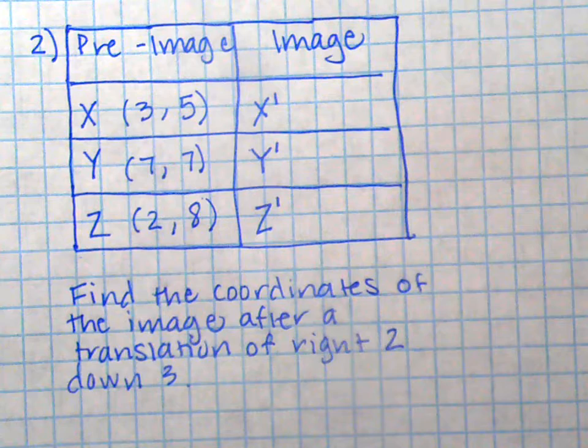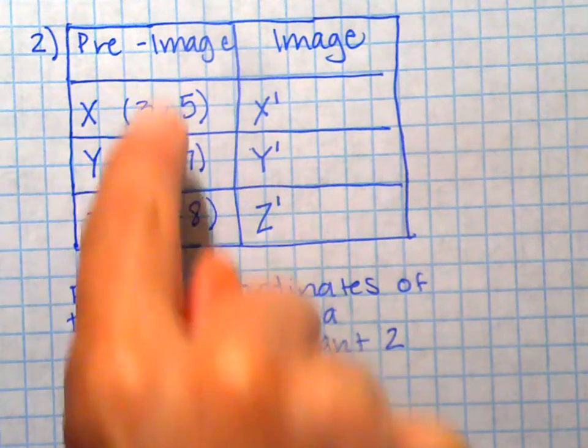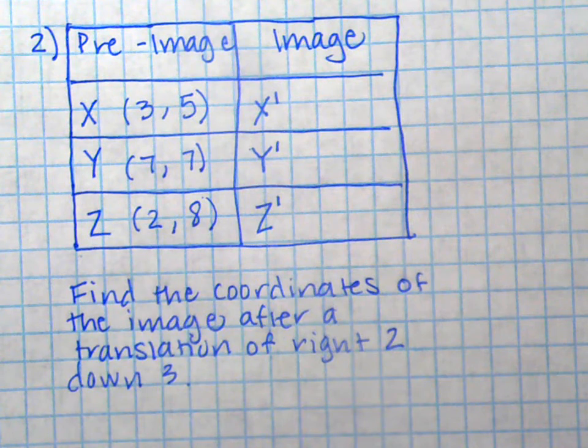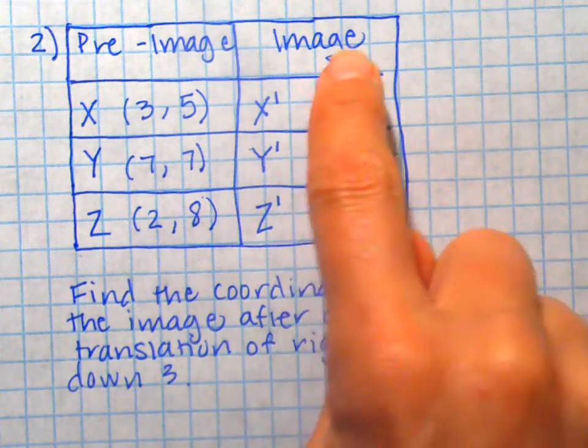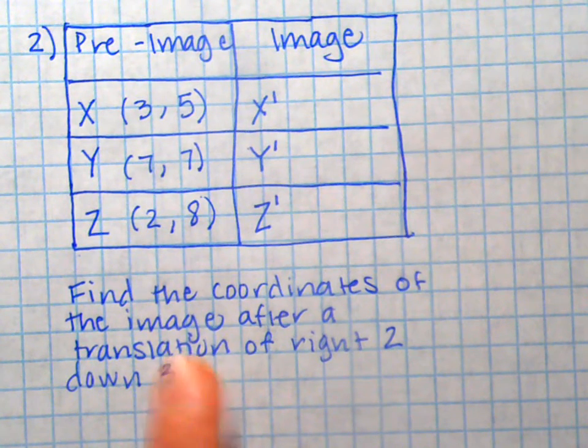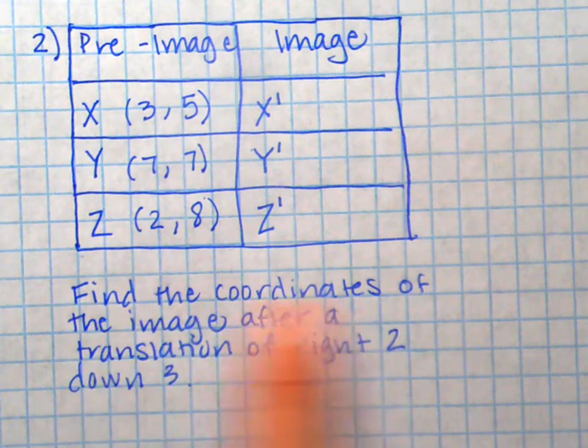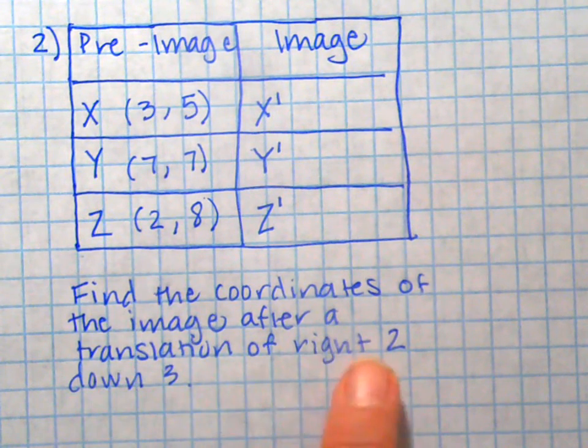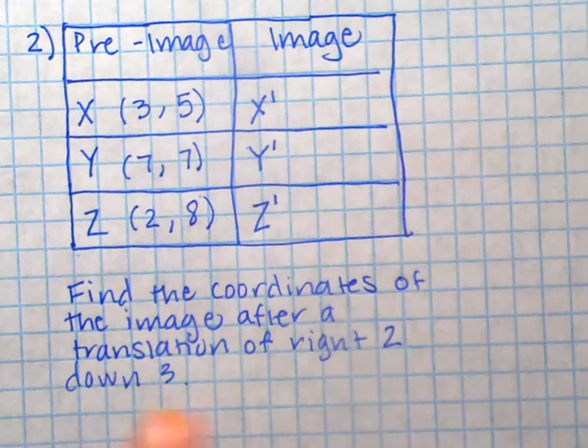Here's another one that you guys had problems with. Here, we have a table that tells us what the points are for the pre-image. And then the image, we don't know what those points are, but we have a verbal rule. We don't have an algebraic rule. So the verbal rule says, find the coordinates of the image after a translation of right 2, down 3.